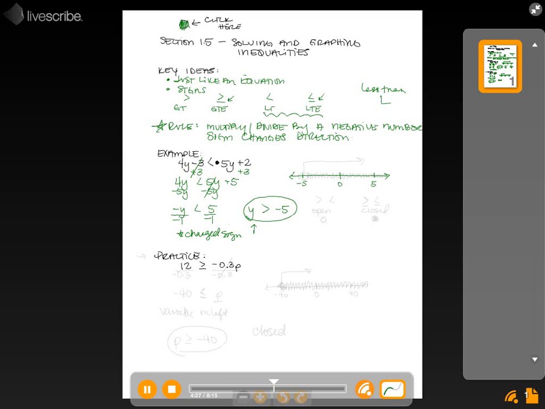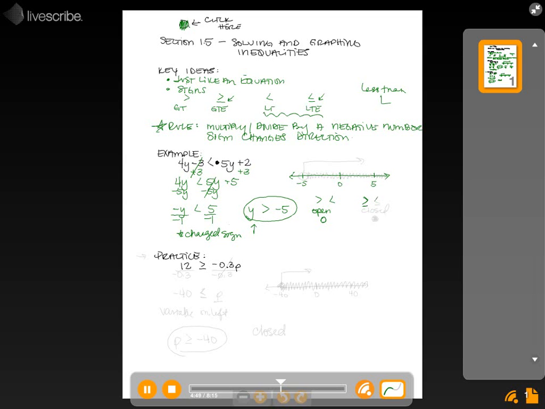Now, what's important when we graph these is the circles, because we're going to put a mark on the number. And since this is just strictly greater than, it's an open circle. Less than is the same. So it would look like that. And I'll show you what that looks like on the graph here in a second.